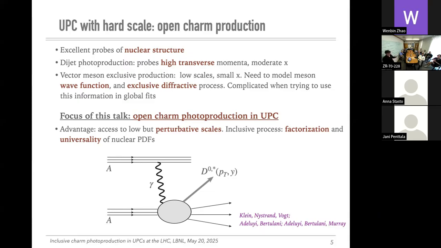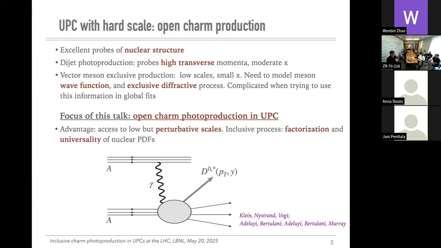The vector meson exclusive production goes to low scales, but it's exclusive and diffractive. You need to model the wave function, and it's kind of complicated. It doesn't really measure the inclusive gluon density, but the pomeron. So you might wonder whether you need the GPD or the dipole picture. It provides different information.